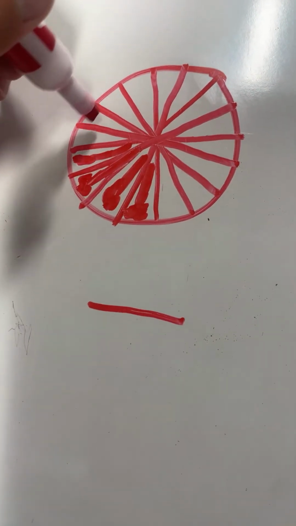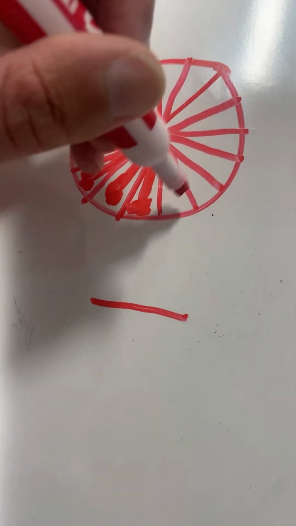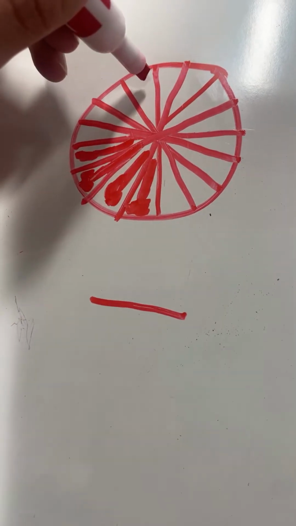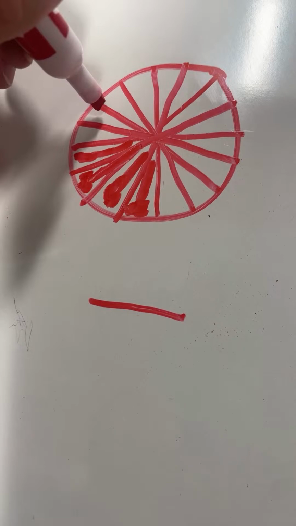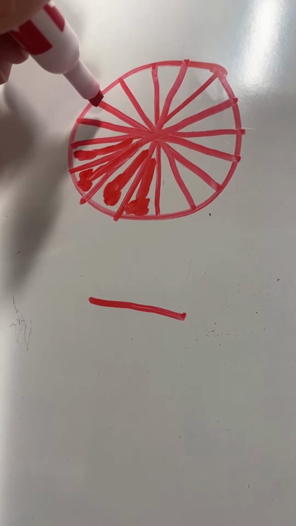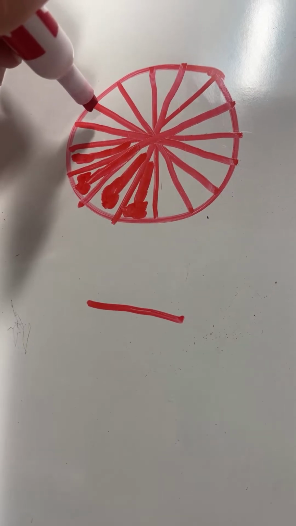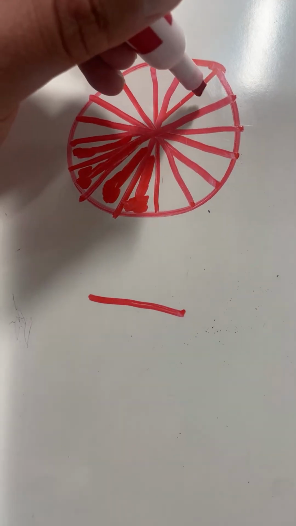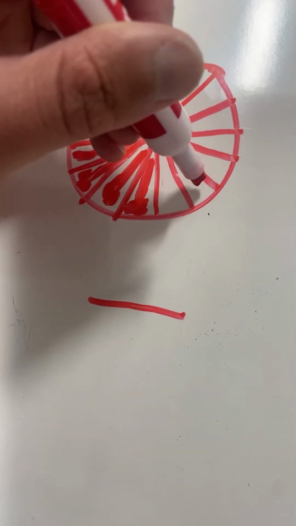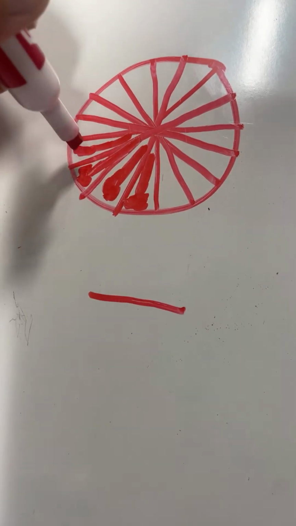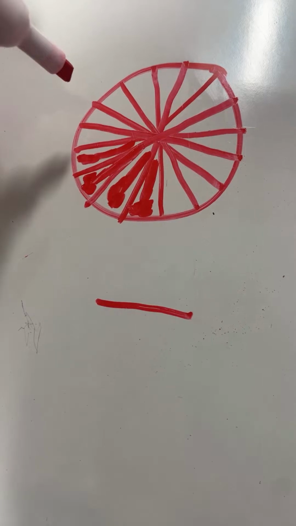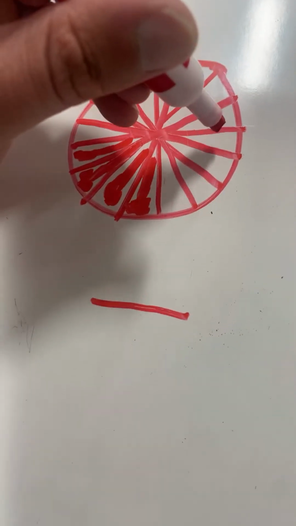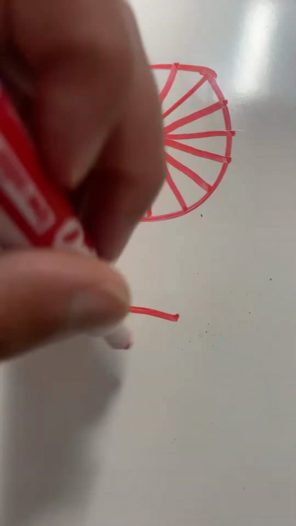Oh, let me start here. 1, 2, 3, 4, 5, 6, 7, 8, 9, 10, 11, 12, 13, 14, 15, 16, 17. Let me count again. 1, 2, 3, 4, 5, 6, 7, 8, 9, 10, 11, 12, 13, 14, 15, 16. So we have 16 total parts.